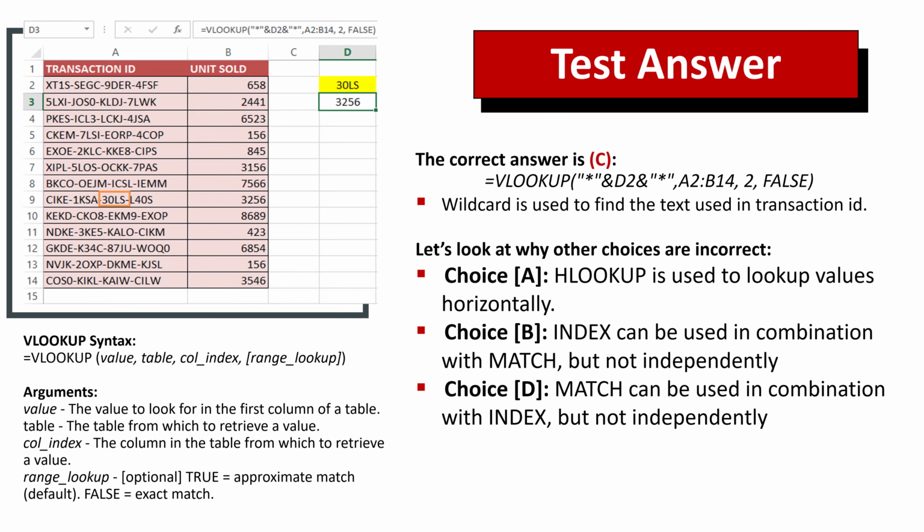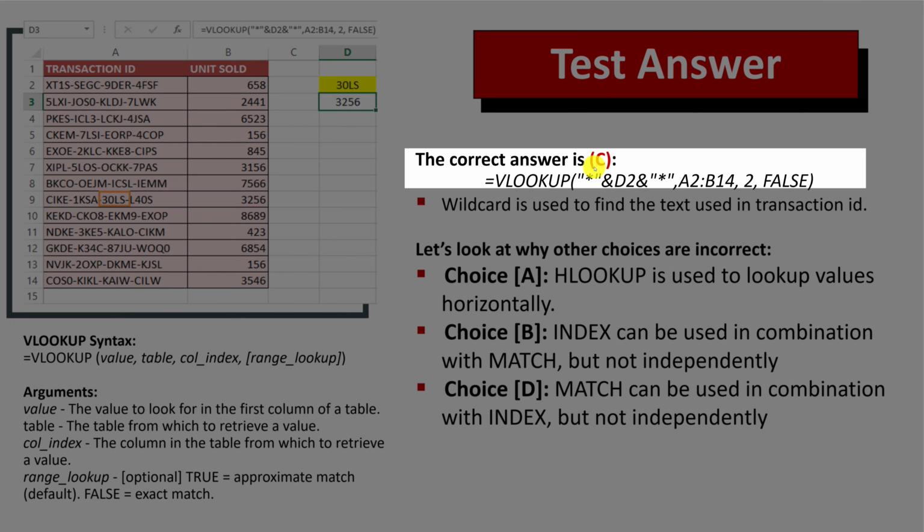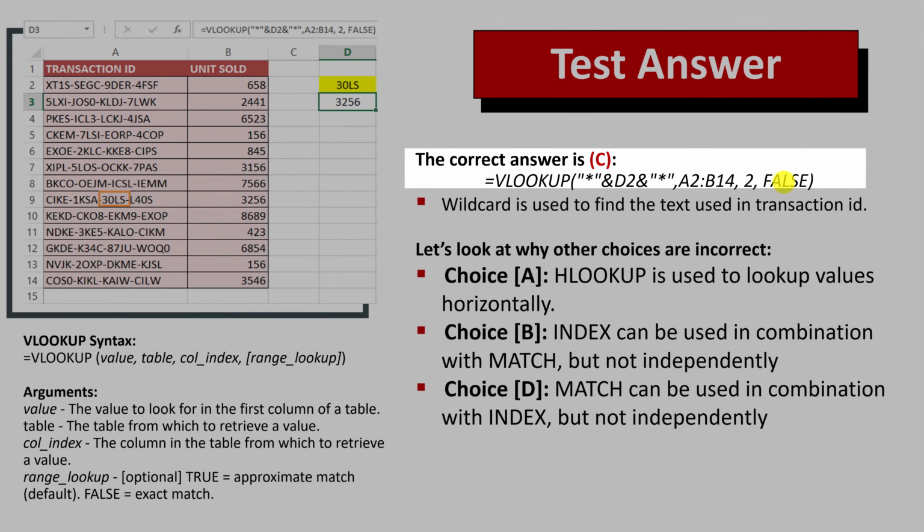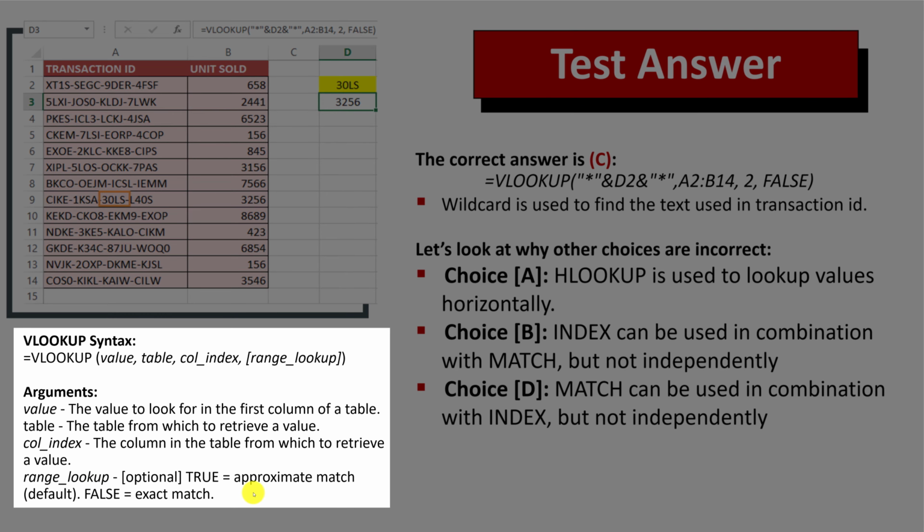Let's recap. Every time you do an Excel test, most likely you will get a Vlookup question. This is one of those types of questions. So the correct choice here is choice C. We use the Vlookup formula and we concatenate wildcards on both sides of the value that Jane remembered. Then we supply the range in which the search should be done, as well as the argument which determines exact match or approximate match. This is the syntax of Vlookup.